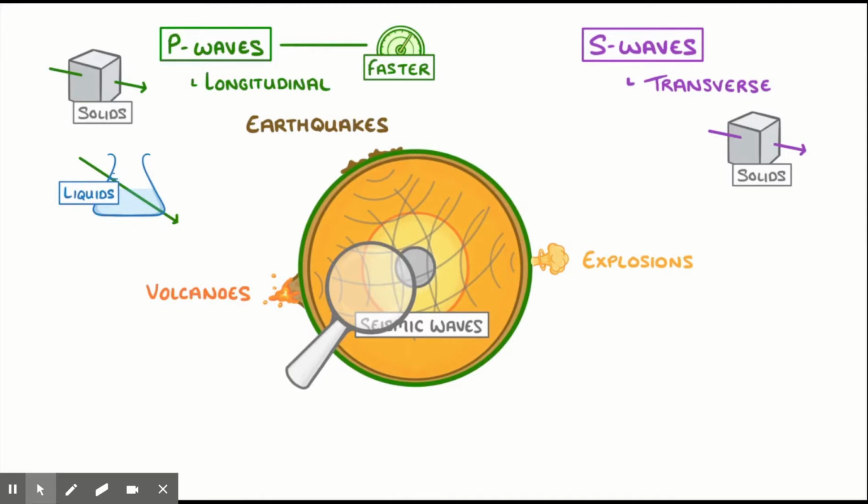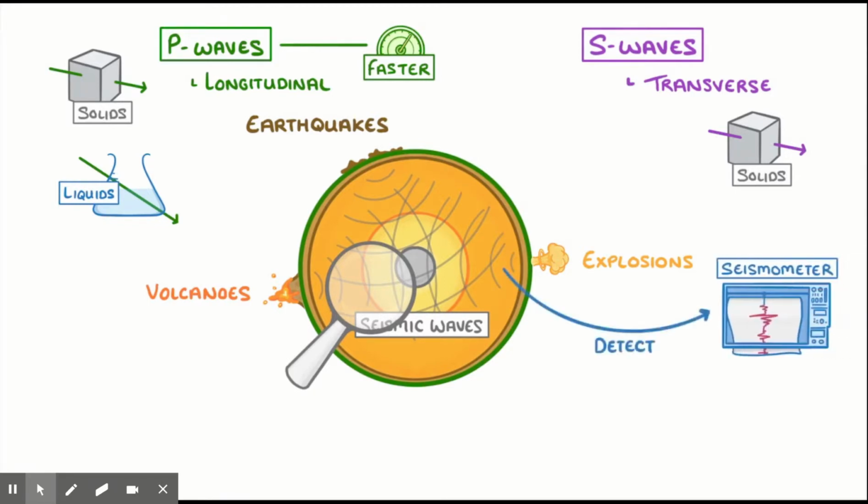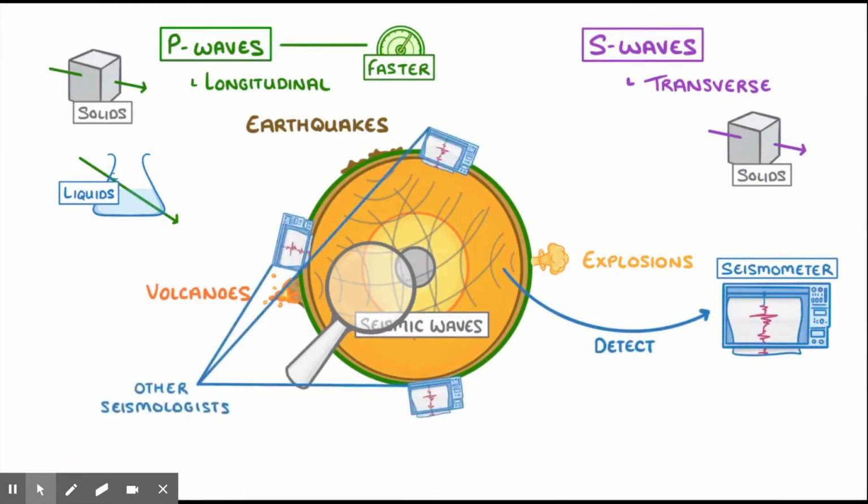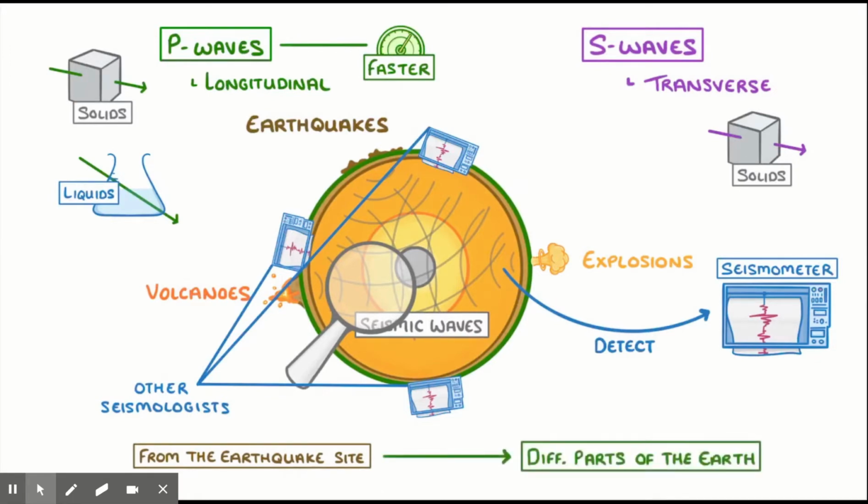To do this, seismologists can detect the waves using devices called seismometers, and then by comparing their results with those of other seismologists all around the world, they can work out how long it took the waves to travel from the earthquake site to different parts of the Earth. And this gives them clues about the structure of the Earth.